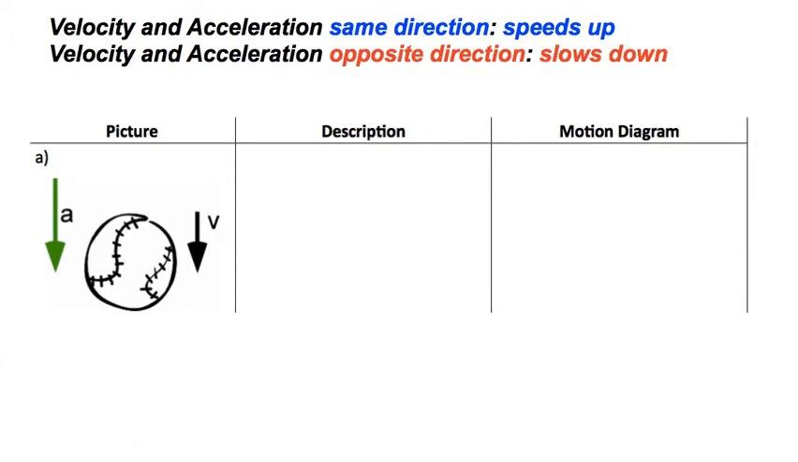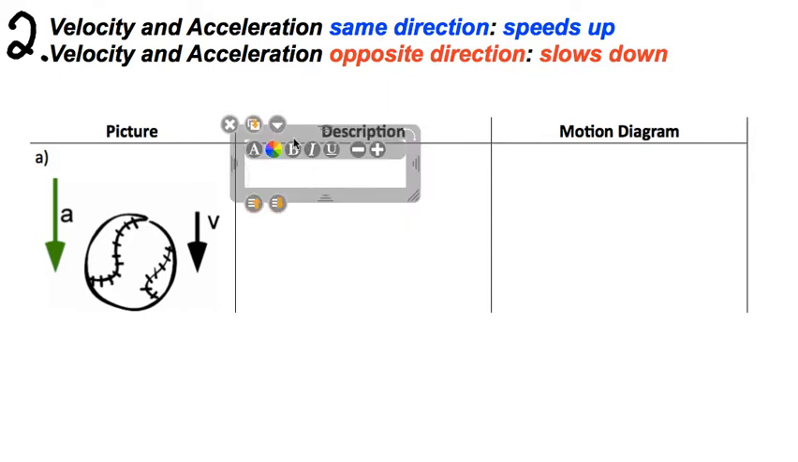Alright, this is problem number 2 now. Number 2, part A. We have a baseball. It's telling us that the velocity is pointing downward and acceleration also pointing downward. So even though this is a different problem, I still have that same note from before. If they're pointing in the same direction, your object speeds up. Opposite direction, the object slows down. For description, just like the front, tell me that direction of both the velocity and the acceleration.